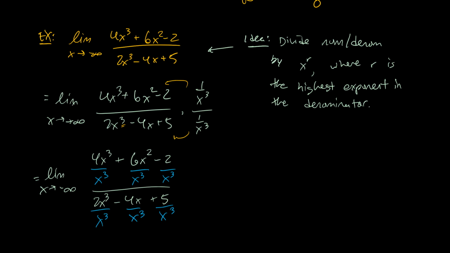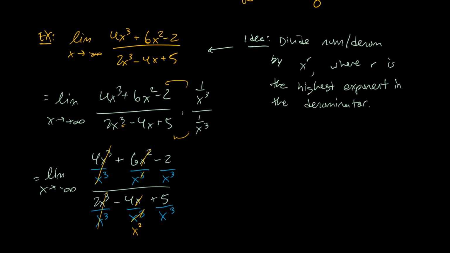And that looks actually a lot more complicated than what we started with. But if you pay attention to what's happening to each term in this expression, this is actually going to make things a lot easier on us, because notice here the x cubes cancel out on the 4 and the 2. On the 6x squared over x cubed, a lot of it cancels out, and nothing cancels out on the 2 over x cubed. Down here in the denominator, I have the 4x over x cubed simplifies to 4 over x squared, and then the 5 over x cubed just doesn't do anything.